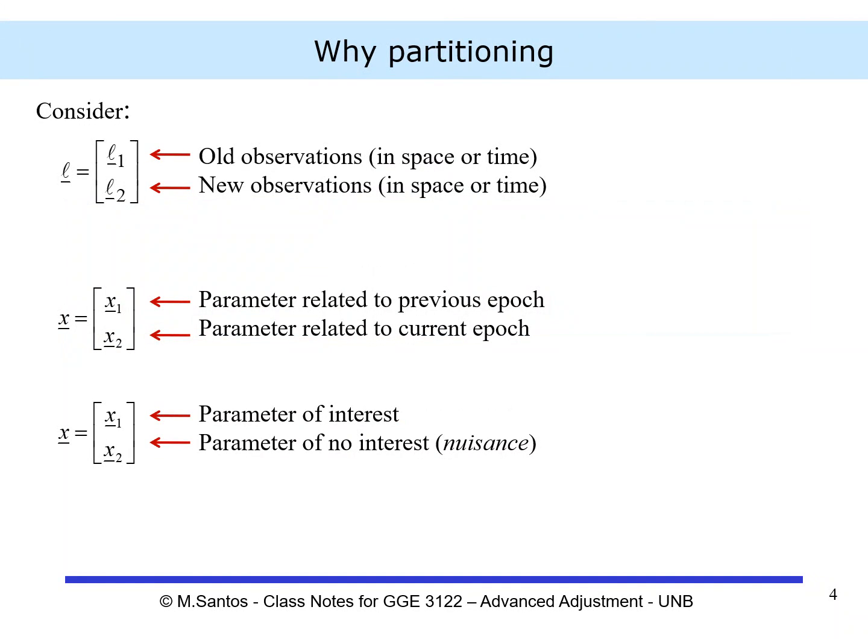Why partitioning? There are several applications of least squares adjustment in which either the observation vector or the vector of parameters, or both, are subdivided. In other words, they are partitioned, leading to a better treatment of the problem being studied. For example, the partitioning of the observation vector, L, may result in two subvectors, one L1 and the other L2.